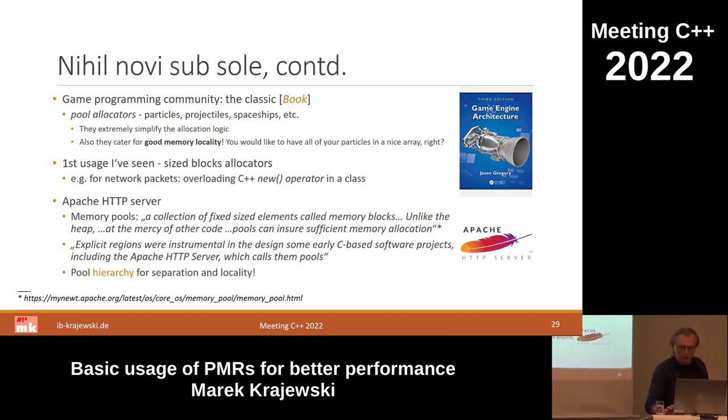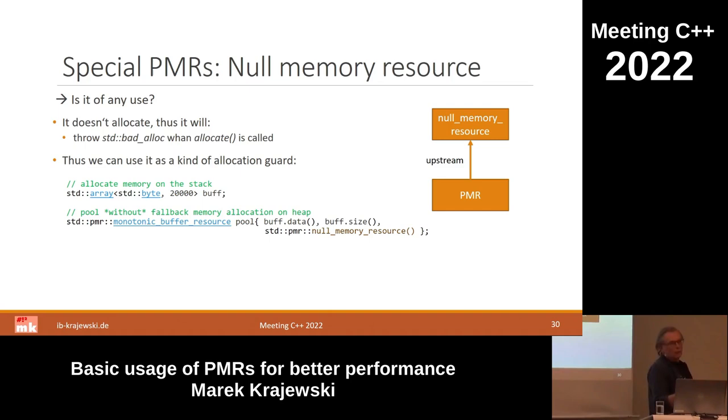So, special PMRs, the null memory resource. Why should we need it at all? Well, it doesn't allocate, but it must do something, and it throws bad_alloc on allocate. So we could use it as a kind of allocation guard. We give it as upstream resource for some monitoring buffer resource, which is 20,000 bytes. And when these 20,000 bytes get exhausted, we get bad_alloc thrown. So there is a use for it in testing.